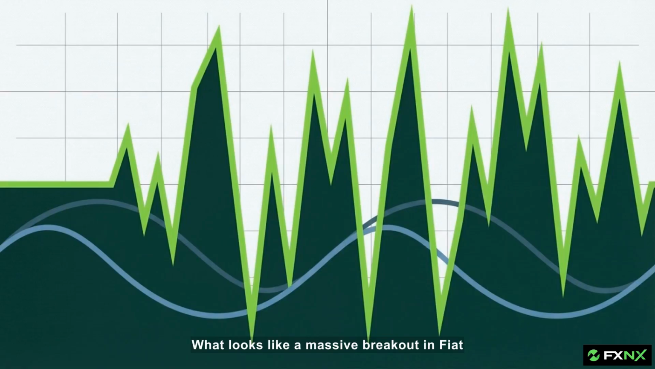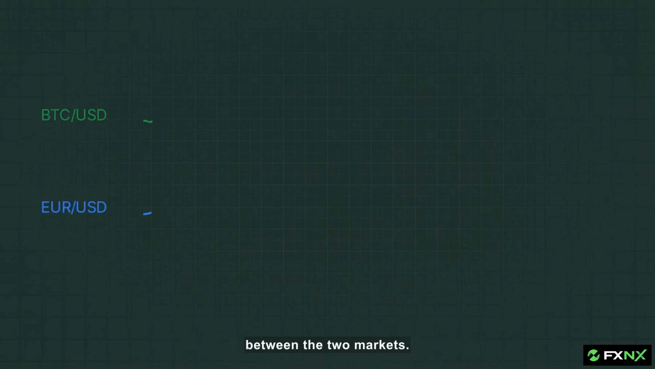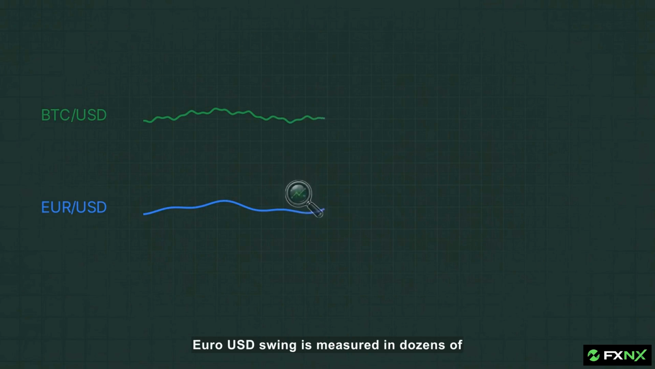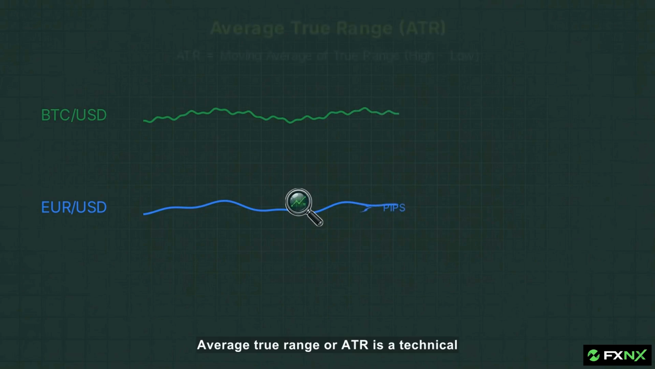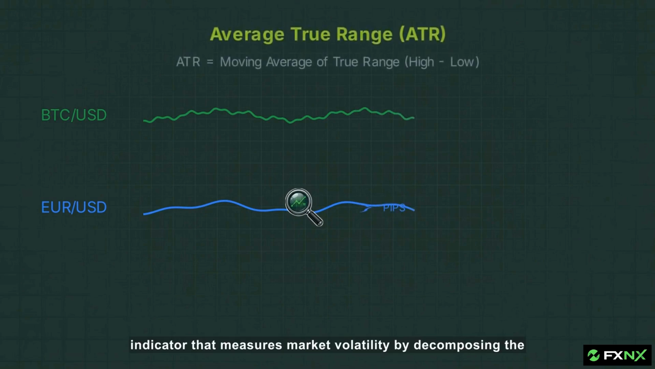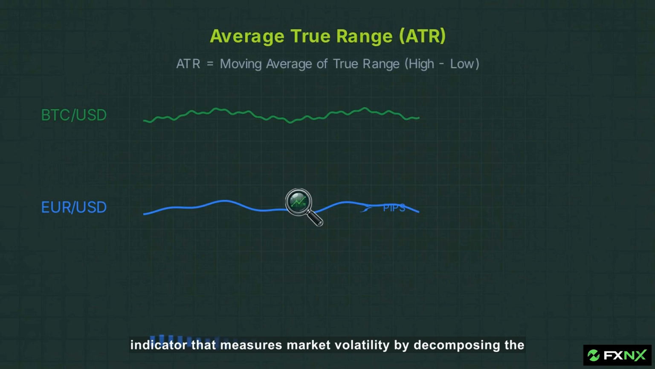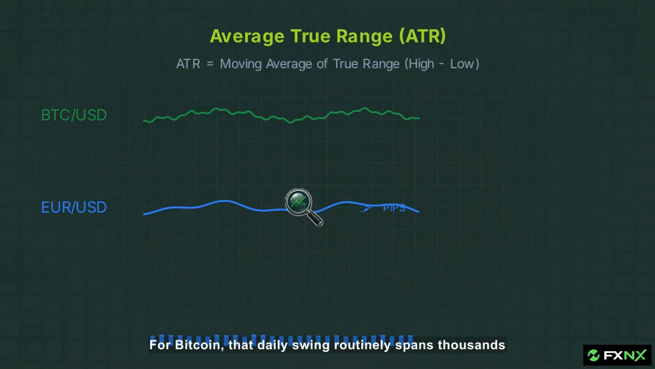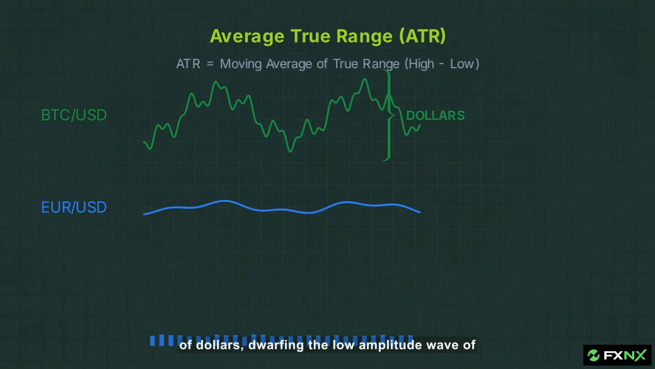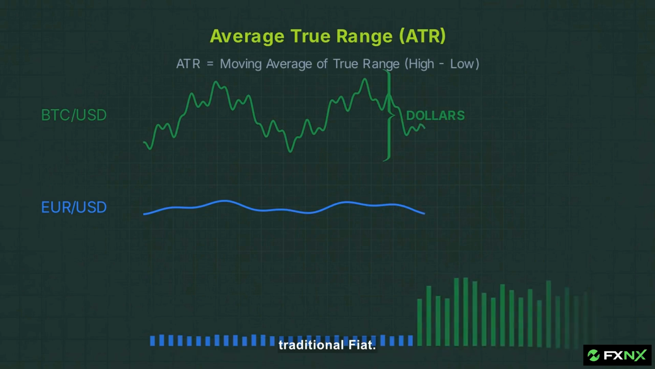The hardest adjustment for a Forex veteran is the sheer scale of the daily price swings. What looks like a massive breakout in fiat is barely a blip on a crypto chart. This chart shows the dramatic difference in volatility between the two markets. Looking at the average true range, a daily Euro-USD swing is measured in dozens of pips. Average true range, or ATR, is a technical indicator that measures market volatility by decomposing the entire range of an asset price for that period. For Bitcoin, that daily swing routinely spans thousands of dollars, dwarfing the low-amplitude wave of traditional fiat.